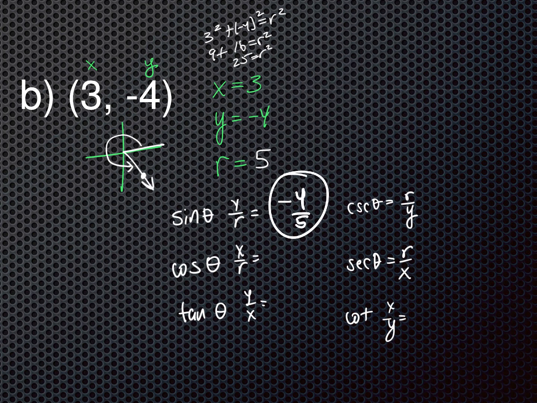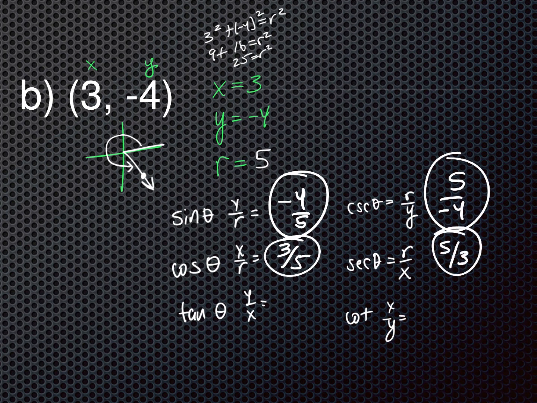So what's my cosecant? 5 over negative 4. Okay, good. What about cosine? 3 over 5. So what's my secant? 5 over 3. Good. Tangent, y over x. So negative 4 over 3. So what's my cotangent? Negative 3 over 4.